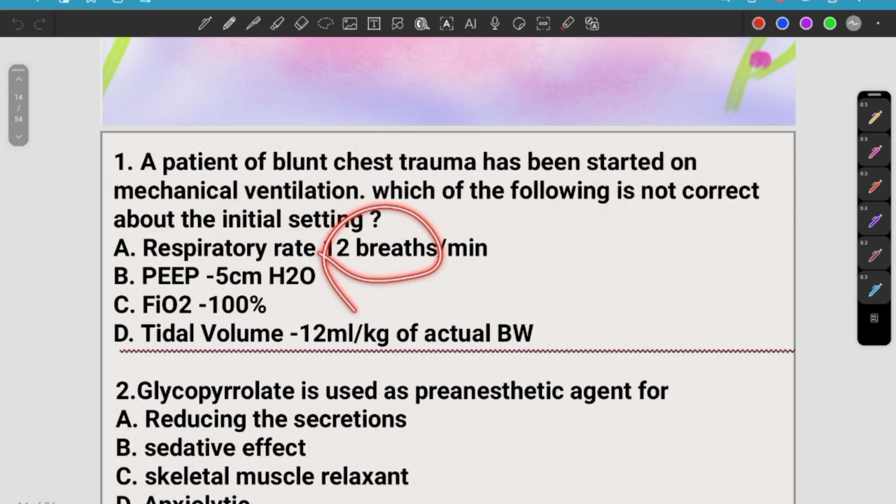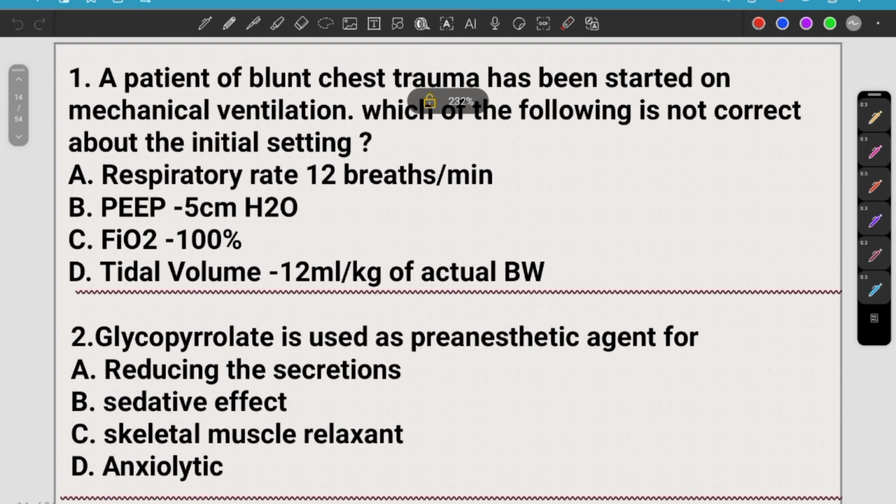Respiratory rate 12 breaths per minute. Okay, 12 breaths per minute is not too fast. Yes, it's correct. Positive end-expiratory pressure is 5 centimeter of water. Yes, that's also correct. FiO2 is 100%. Yes, initially we will keep it high. After that we will slowly reduce it, because if we keep 100% for a long time, there will be oxygen toxicity.